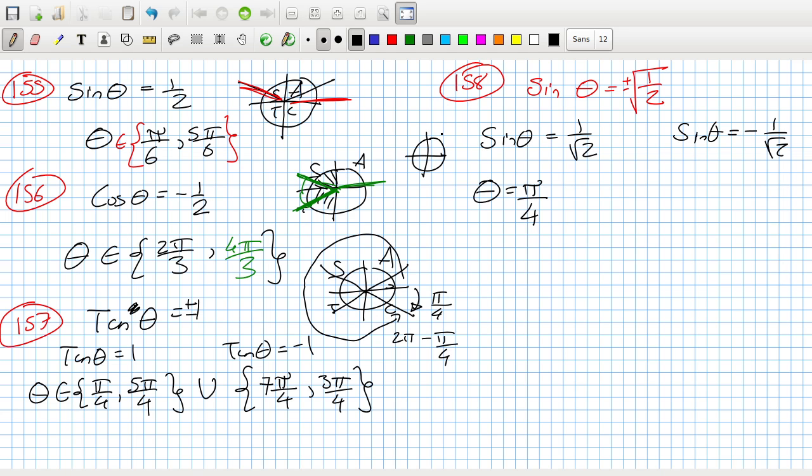And the second answer would be over here. So, is that 3 pi over 4?